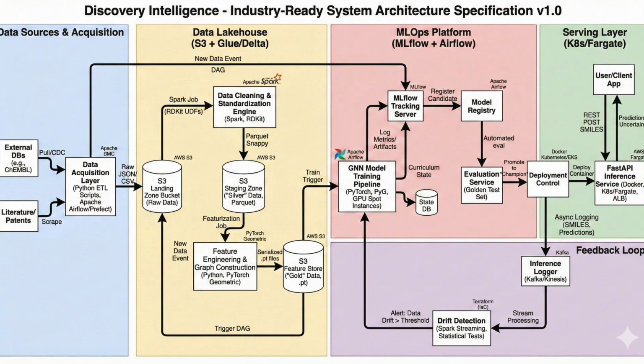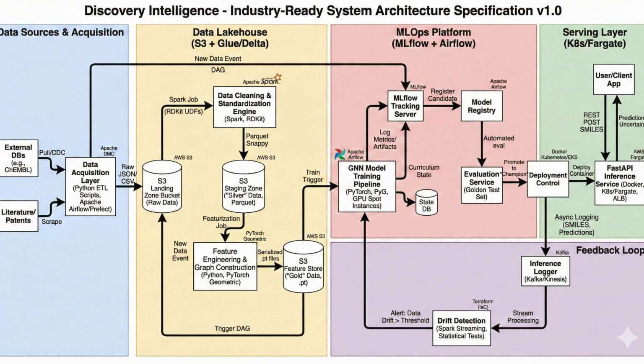The first step, data cleaning and standardization, uses the tool of choice for big data, Apache Spark. But here's the massive architectural insight. They pair Spark with RDKit UDFs, user-defined functions. Whoa, okay, wait. So they didn't just dump this into some generic cleaning service. Embedding RDKit UDFs directly into Spark. That sounds like a huge investment in domain specificity right at the infrastructure level.